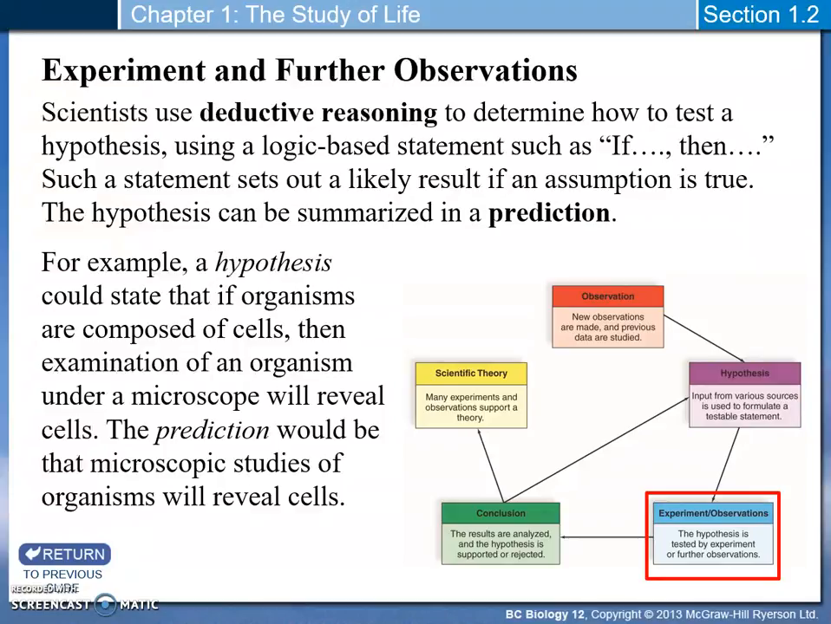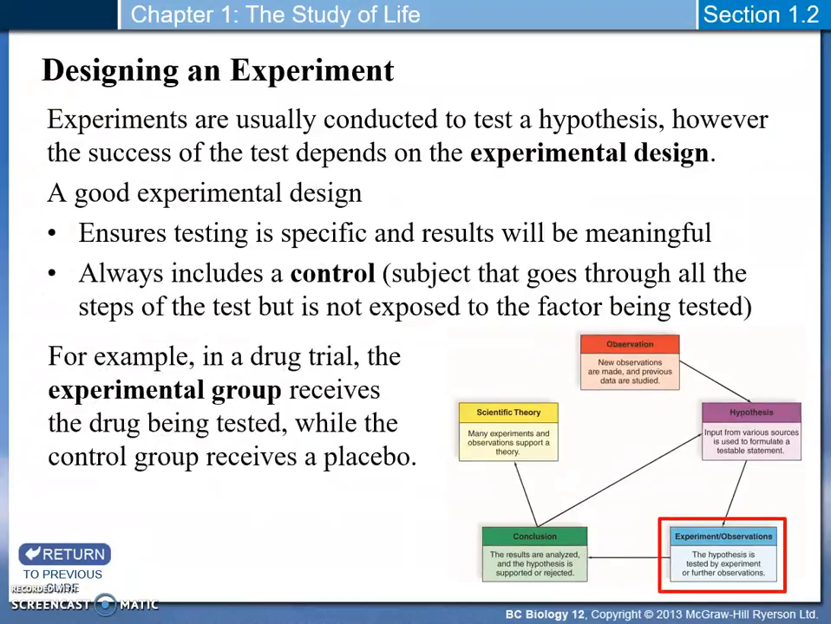So then it became an actual testable hypothesis once we had the equipment in order to be able to do that. So the design of an experiment: experiments are usually conducted to test a hypothesis. However, the success of the test depends on the experimental design. So a good experimental design will ensure that testing is specific and the results will be meaningful. It always includes a control, a subject that goes through all the steps of the test but is not actually exposed to the factor that's being tested.